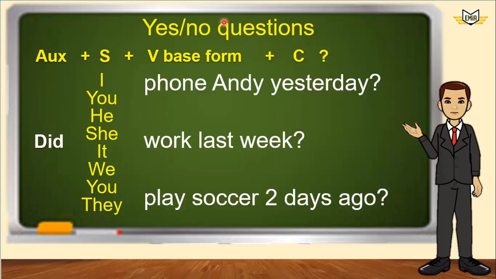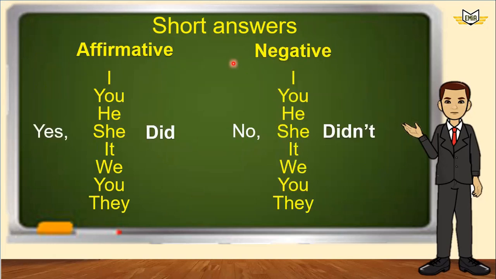Whenever you have yes/no questions, you need short answers to answer them. For example, did you work yesterday? If the answer is affirmative, yes plus subject plus the auxiliary did. Don't forget that we use a comma after yes. So yes, I did. Did Wilson work yesterday? Yes, he did.